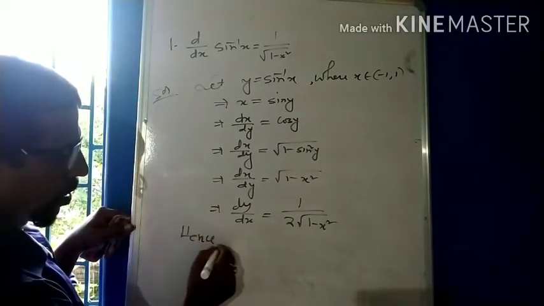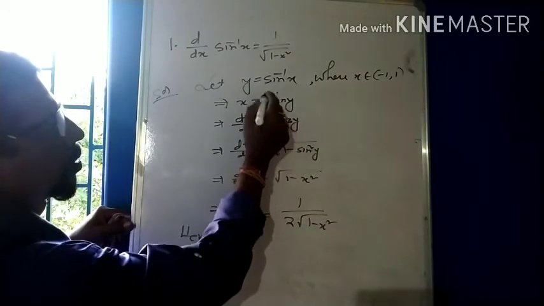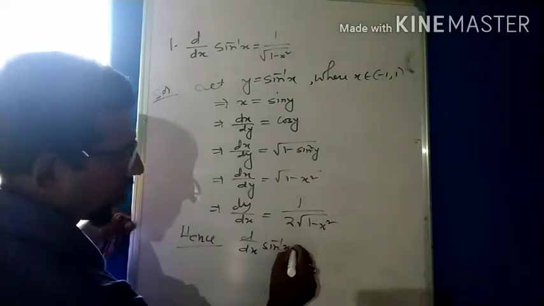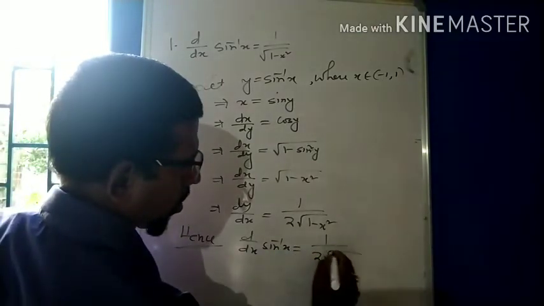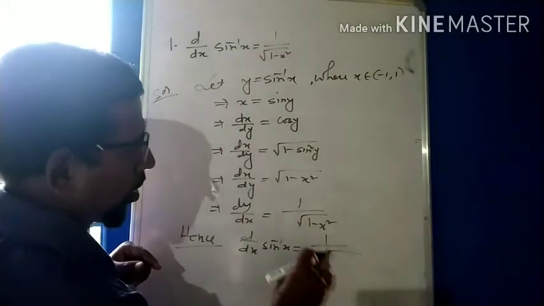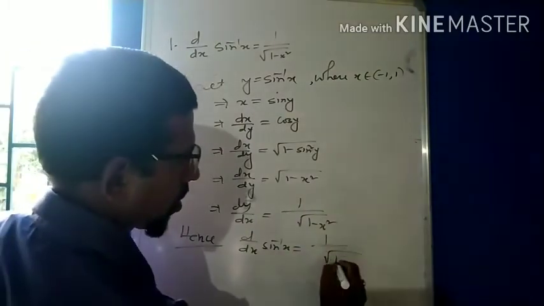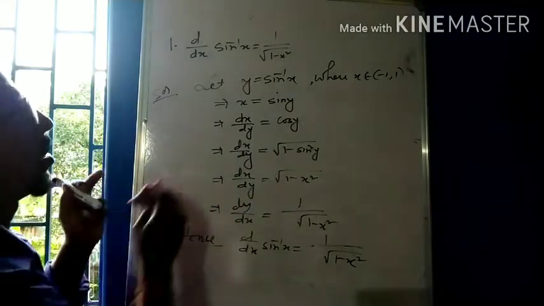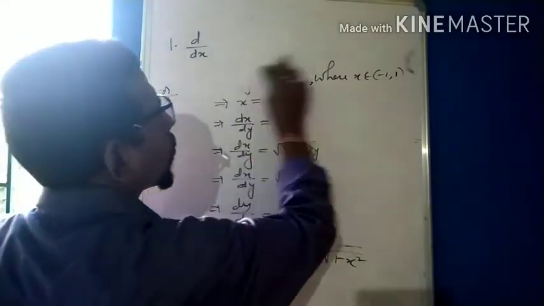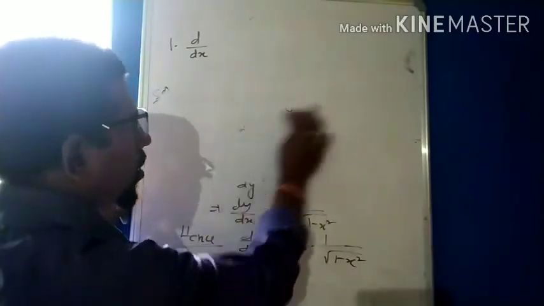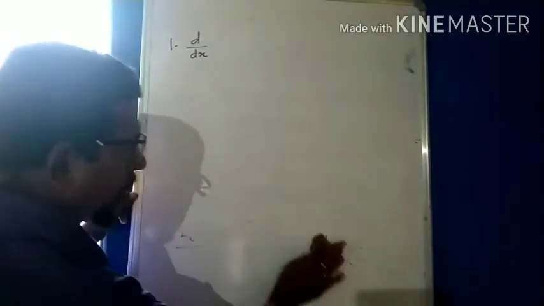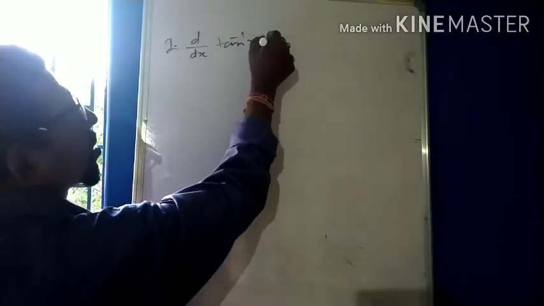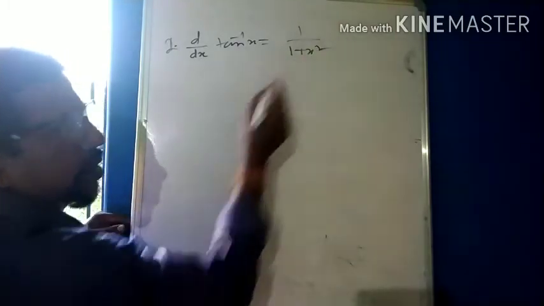Hence, y is sin inverse x. So what will be the differentiation of sin inverse x? Differentiation of sin inverse x is 1 by root over 1 minus x square, by taking the reciprocal. Similarly, let us do another one: differentiation of tan inverse x is 1 by 1 plus x square.